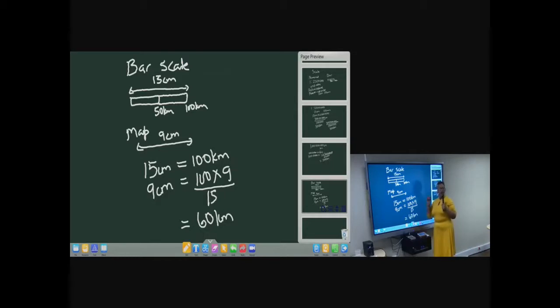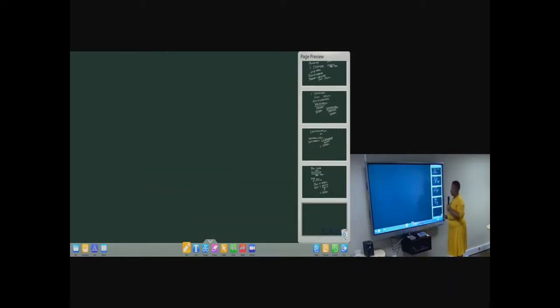Measure on your map using a ruler. Use proportion. The value which you measured with a ruler is equal to the kilometers or miles or whatever is indicated on your bar scale. Then you use proportion to find out how much is what you have measured on the map. So that's how you do it.